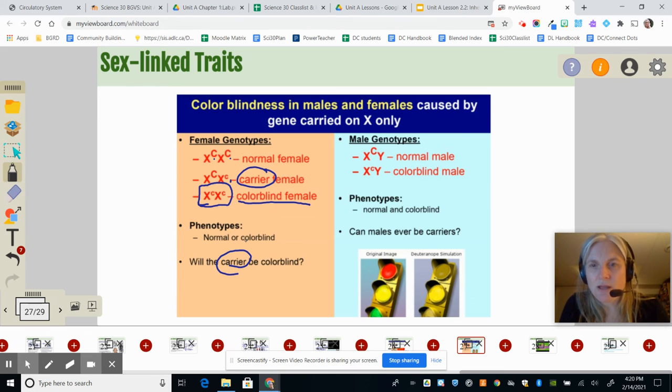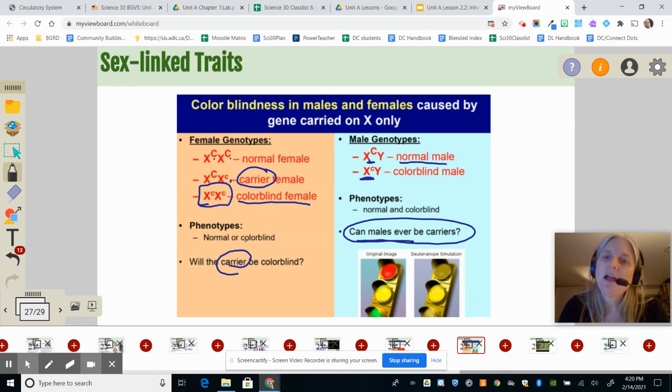For males, we have a normal male and a colorblind male. So can a male ever be a carrier? Well, if a male has the colorblind gene, he can't hide it. He only has 1 X chromosome, so there's nothing to hide that gene because there's no allele on the Y chromosome. So he cannot be a carrier. Males can either be normal or colorblind. That's it. They have no option of being a carrier with a sex-linked trait.